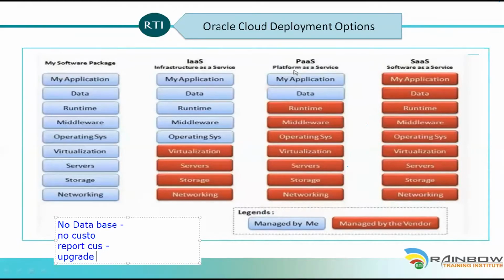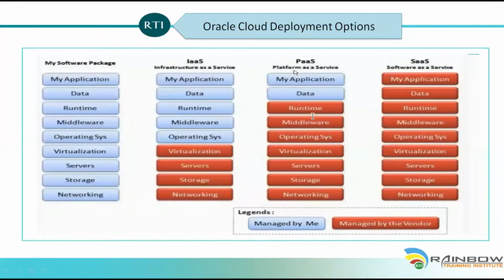If we go for the PaaS, platform as a service, you can see that the application is controlled by the client and the database is controlled by the client only, and runtime, middleware, operating system, virtualization, server, storage, networking are handled by the vendor. In PaaS, you have the application access and you have the database access. So in PaaS, if you want to do customization, yes, you can do the customization based on your requirement. If you want to modify anything, the system will allow it. And you have the database access. If you want to connect with your database, modify the database, or do anything in the database, yes, that is possible. You can directly connect to the database and modify it in the PaaS application.